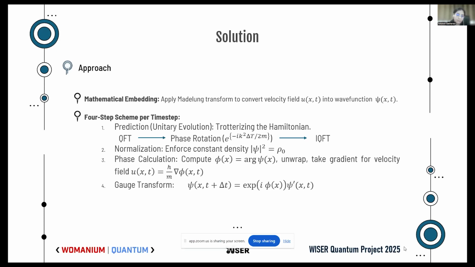The third step is the phase calculation. We recover the hydrodynamic velocity from the wave function by obtaining the local phase and approximating the phi gradient using finite differences. And the last step is gauge transformation. We have to impose incompressibility by applying a local phase correction. We do that using a position-dependent rotation. And after all, we quantify the differences between the quantum-derived velocity and the classical Cole-Hopf simulation using L2 error.